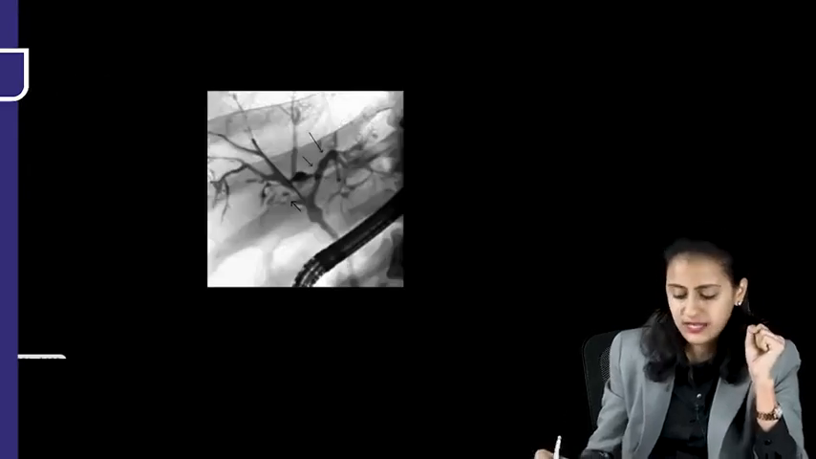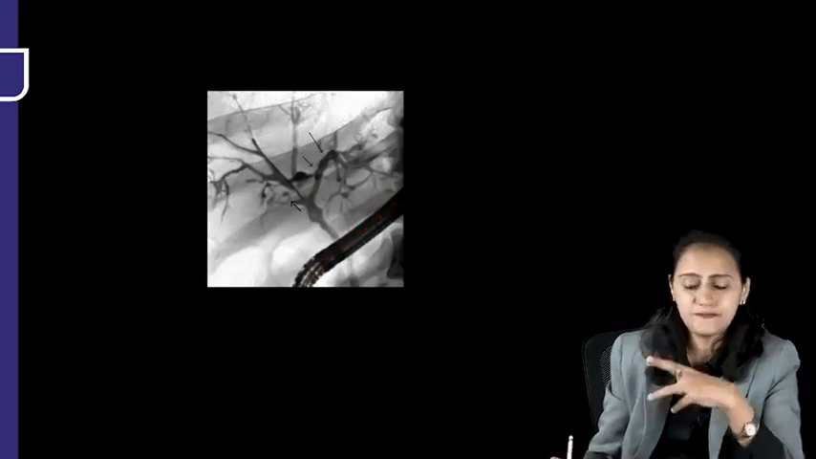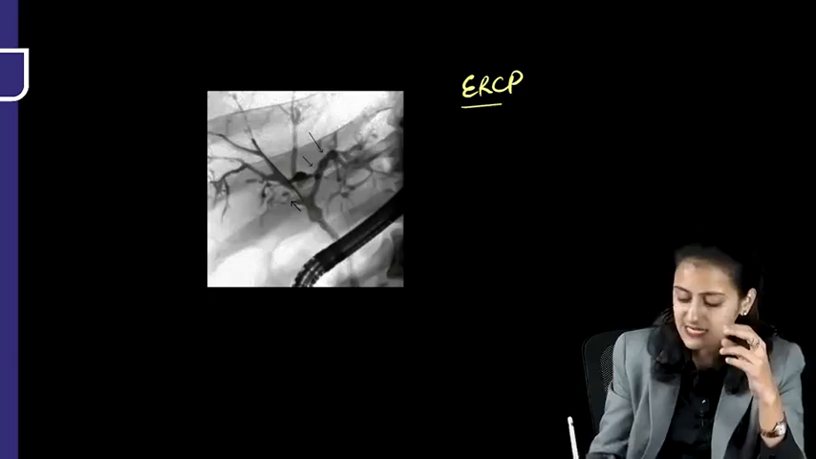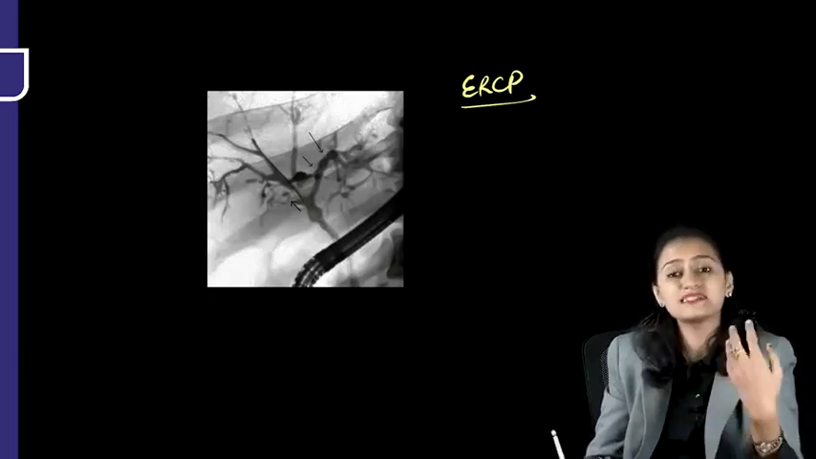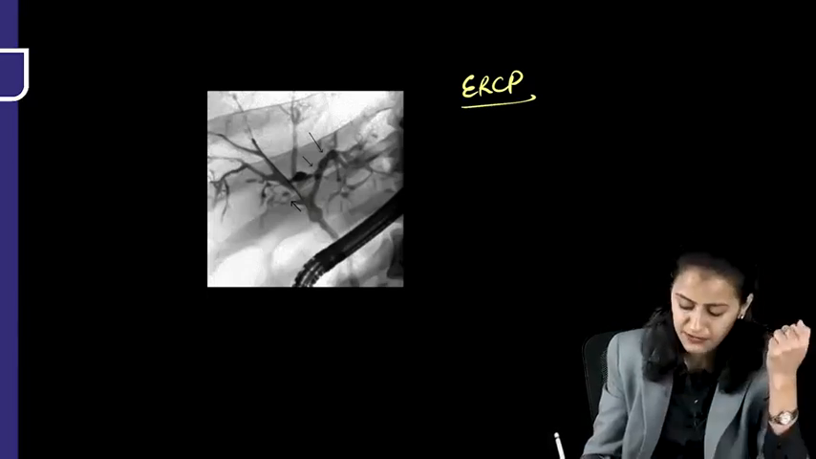Next one, what investigation is this? This is the ERCP. This is the endoscope that we are seeing, and this is the biliary tract that we are seeing. So this is ERCP. Remember the endoscope, the contrast appearing black because it is done under fluoroscopy. Like DSA, here it can appear black.